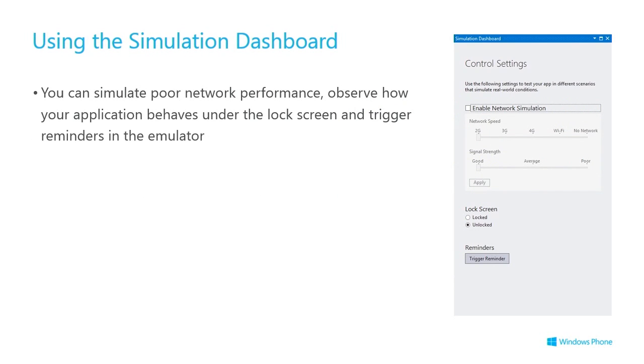And this is the UI for simulating the poor network performance. You have to check that checkbox and then restart the app, and then it will take it. So you can't change it dynamically. You have to run it under those network simulation conditions. That's really useful as well.